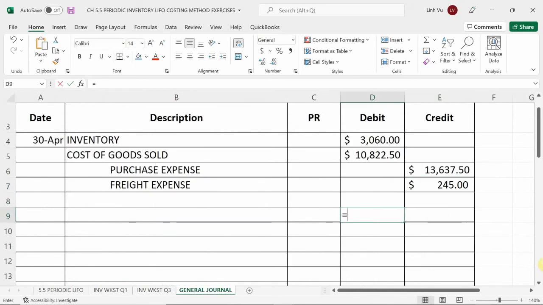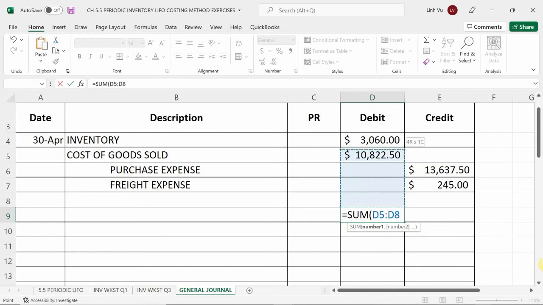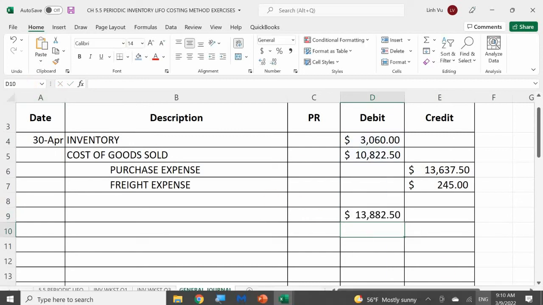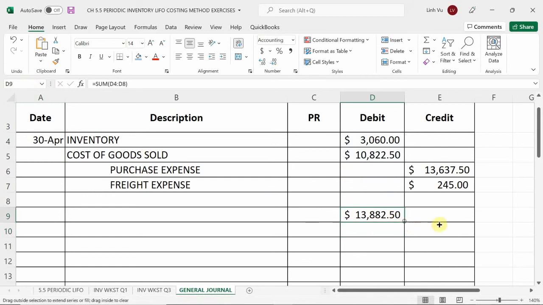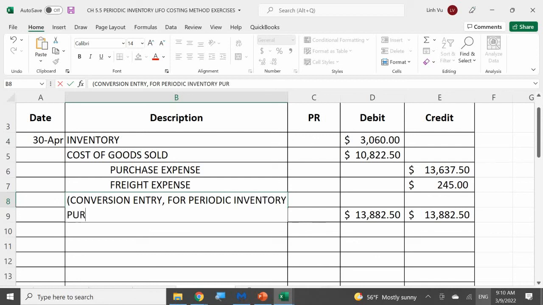$245. Okay, and of course, rule of thumb here is we need to ensure that our total debits of $13,882.50 matches our total credits of $13,882.50. All right, and last but not least, I'm going to finish up my description here by saying that this is a conversion entry. Conversion entry for periodic inventory purchases.